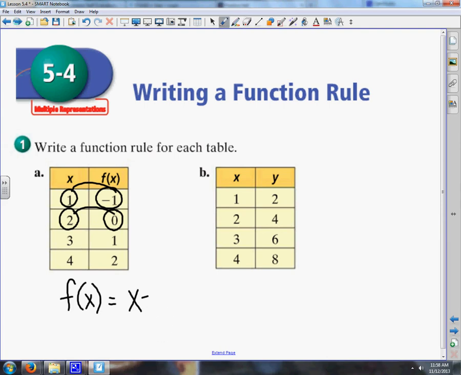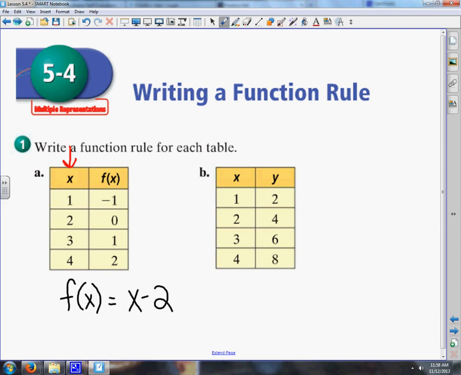Now let's see if that works. Put in 3. If I put in 3 here, does 3 minus 2 equal 1? Yes. Now 4. 4 minus 2 equals 2. So I know that my function is x minus 2 for my entire table.